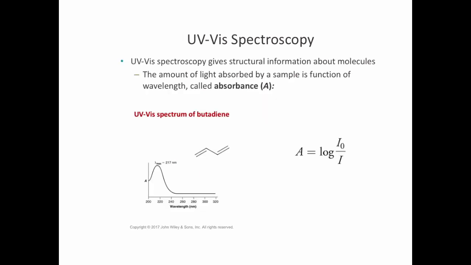We can use UV Vis spectroscopy to gain structural information. The amount of light absorbed by a sample is a function of its wavelength and is called absorbance. And so here we would see a particular UV Vis spectrum of butadiene. So this point, that's the peak of the curve, is called lambda max. So that would be the wavelength of light that butadiene absorbs the most.